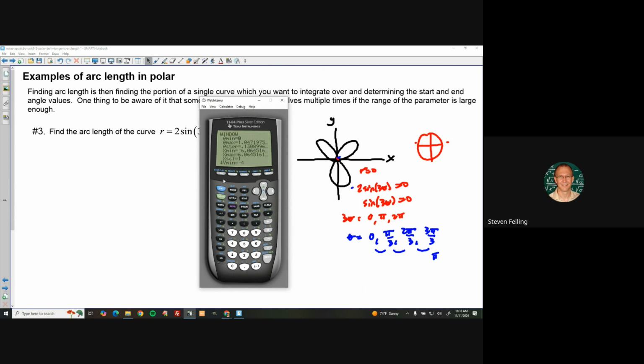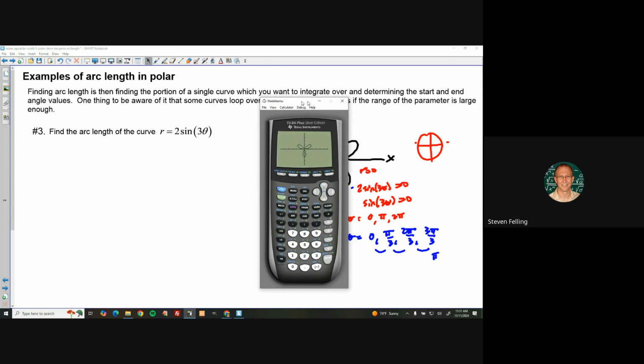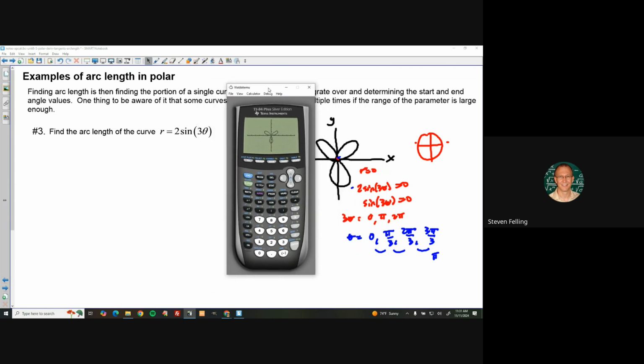If I were to go from pi over 3 to 2 pi over 3, that would give me a different petal, right? And that means if I go from 0 all the way to pi, that should cover the entire 3-petal range. And that's it, exactly. So 2 pi would actually have gone around that twice. So this is where you've got to be careful. It seems like to cover this whole thing, you'd go around 2 pi, but actually theta is like a parameter, so it may only need to go pi to do that.